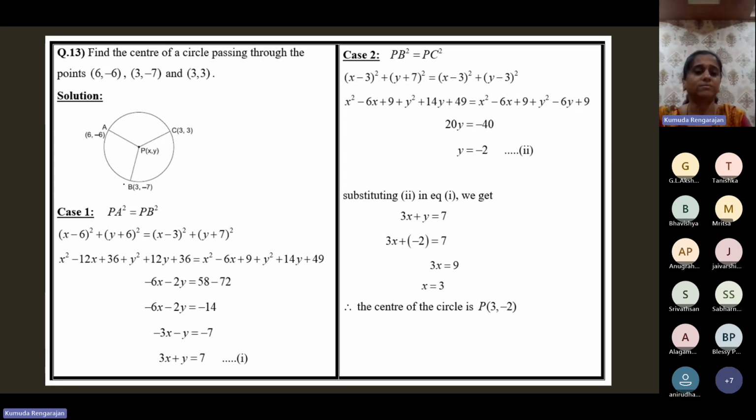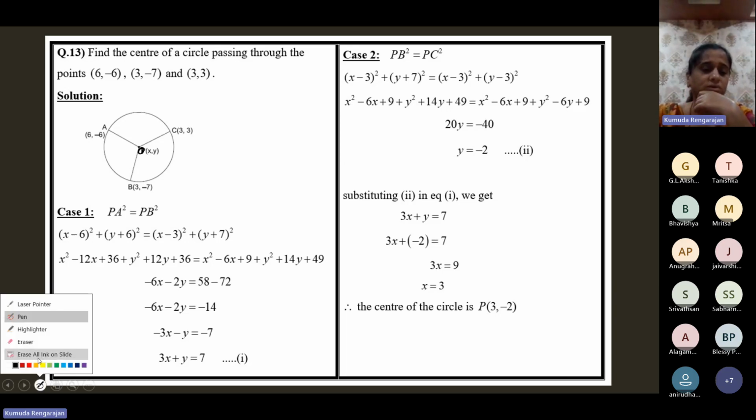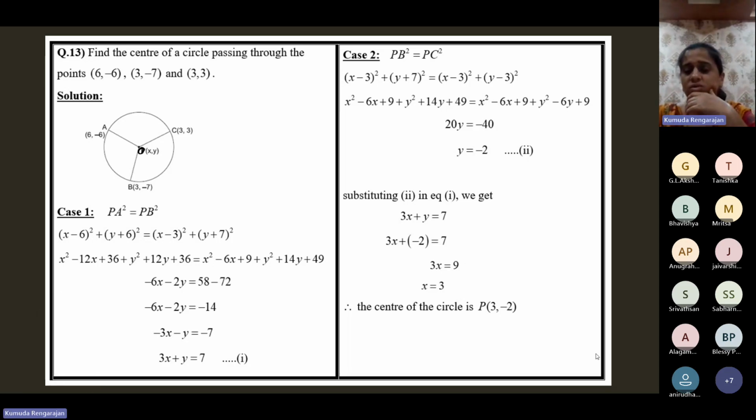So we know that PA is equal to PB is equal to PC. You can even take this O, children. So you know OA is equal to OB is equal to OC. So OA square is equal to OB square is equal to OC square. Work any two cases and find the coordinates of the center. Please work. Since the answer is there, I have nothing much to say. Go through the answer and work it out.